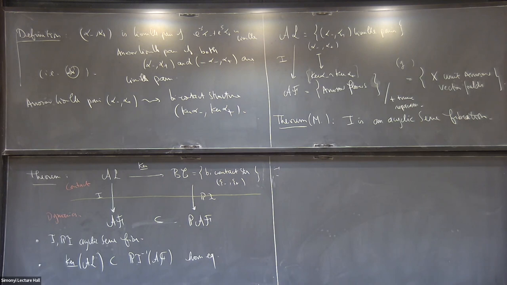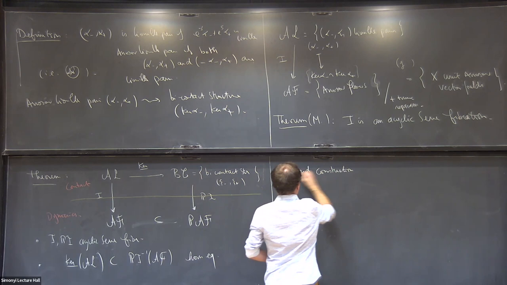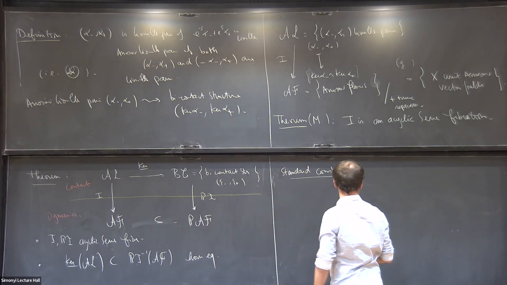Maybe just let me tell you how to construct, at least from an Anosov flow, such an Anosov dual pair, or a projected Anosov flow of a contact structure. I'm essentially just going to draw a picture.